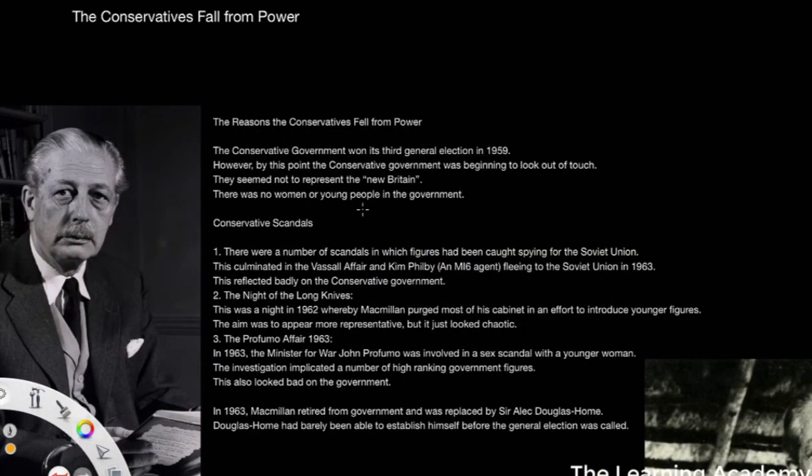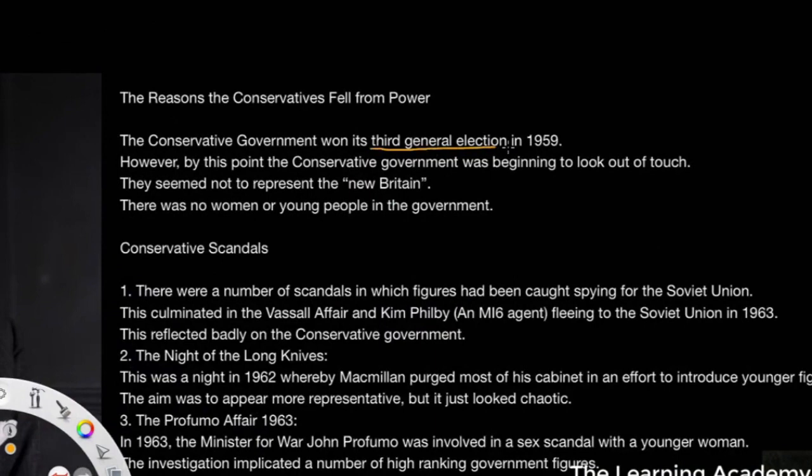Because we talked in the last lesson about this new consensus that had developed following the retaking of power by the Conservatives under Winston Churchill, following Clement Attlee's decline. And so now what we're going to do is talk about the reasons why they began to decline themselves. So the Conservative government won its third general election in 1959. Okay, and this would be the last general election for a long time that it would win.